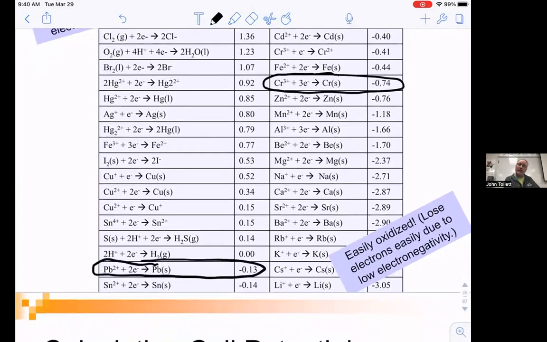And look, they're both negative. So one of them is going to have to be oxidized. These are both listed as reduced. These are reduction potentials. So I'm going to flip one of them that gives me a positive value. So it's going to be this one that I'm going to flip. That'll give me a positive 0.74. When I add it to my negative 0.13, I'll actually get a positive cell potential for the total.